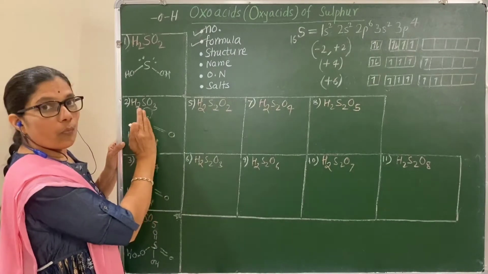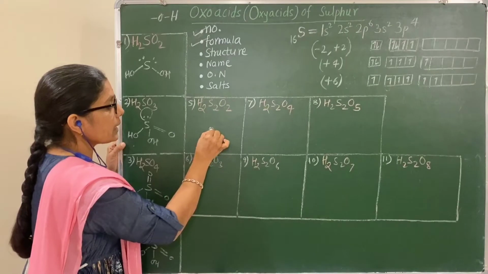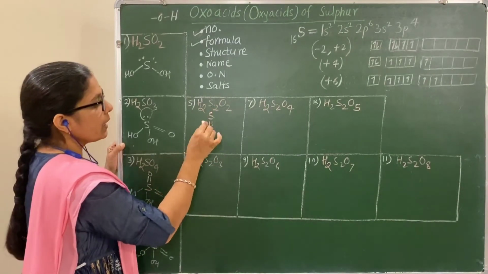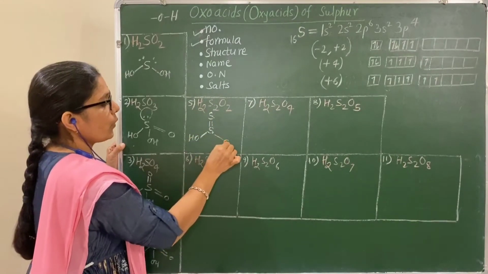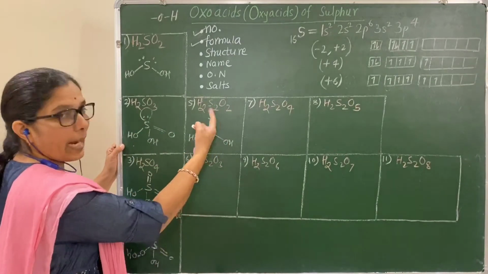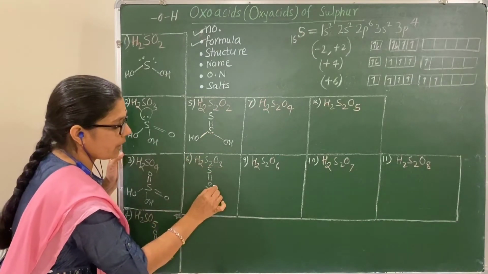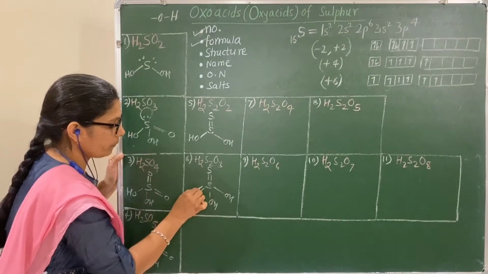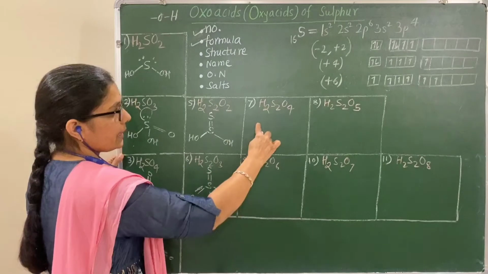Next, here one oxygen is replaced by sulfur. Now see here, this sulfur, double bond to this sulfur, two sulfur atoms are here. And here 2H, 2O, therefore 2OH. Now here one lone pair, here two lone pairs. Next, add one O to this. Then sulfur, double bond sulfur. Then here OH, OH, double bond O.